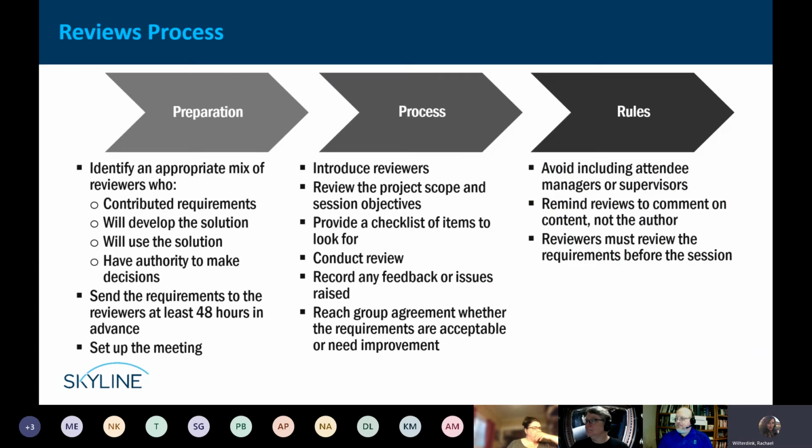Okay, so how to conduct a review: invite the right people, send out what you want to have reviewed in advance so that they can look at it. Here's what I found though from my past, especially in waterfall. The stakeholders don't ever look at what you send them before. They're looking at it for the first time in the meeting.